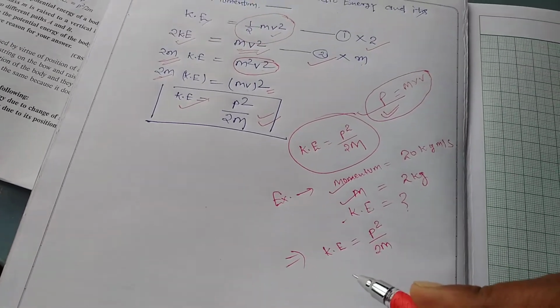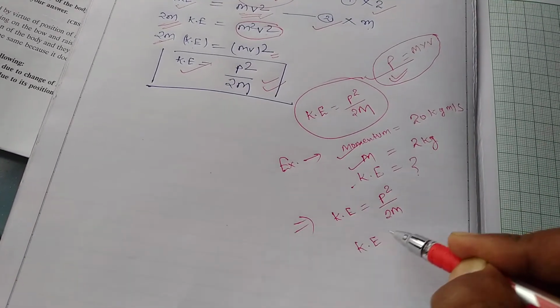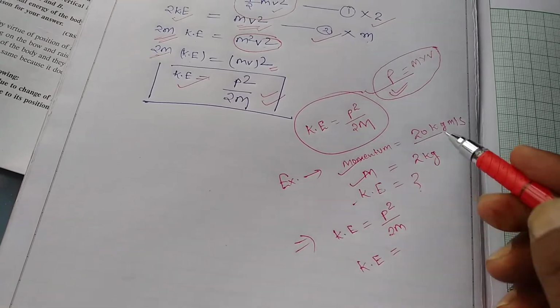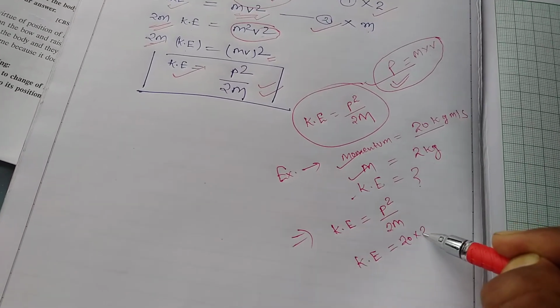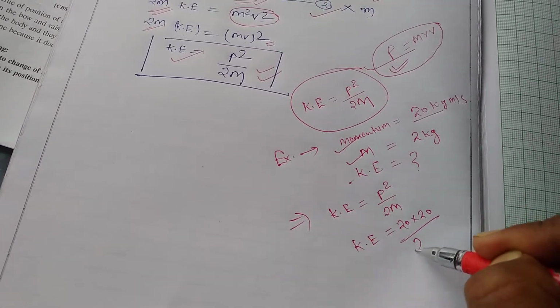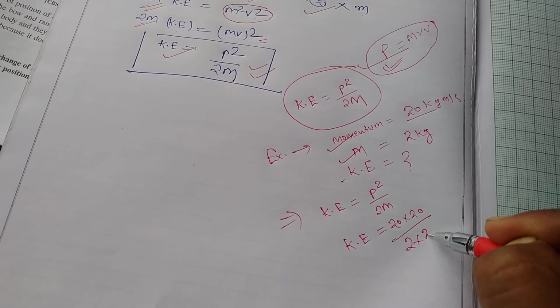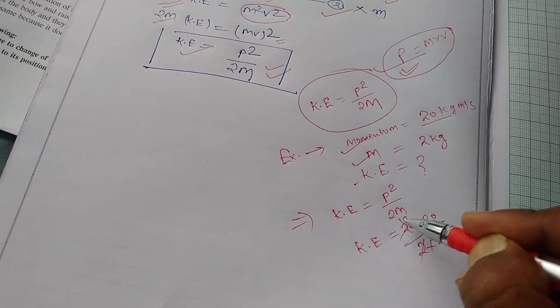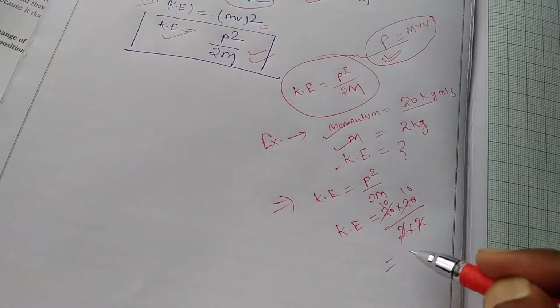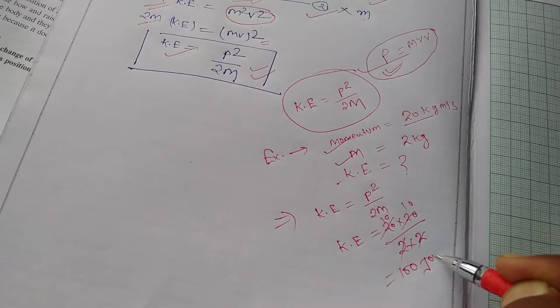So in this case we can easily calculate kinetic energy. Kinetic energy is equal to momentum square, 20 square means 20 into 20, upon 2 into m. In place of m, it is given as 2. So this is cancelled by 10 and 10. Kinetic energy is equal to 100 joule.